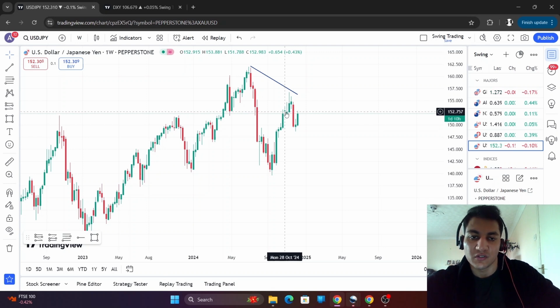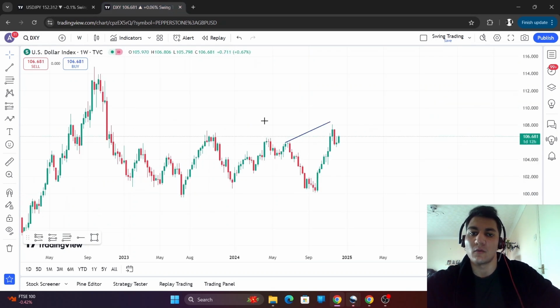And you can see all these dojis here on the weekly chart. See all these dojis here, these large wicks. It means price actually wants to go down, right? Whereas the dollar wants to go up.